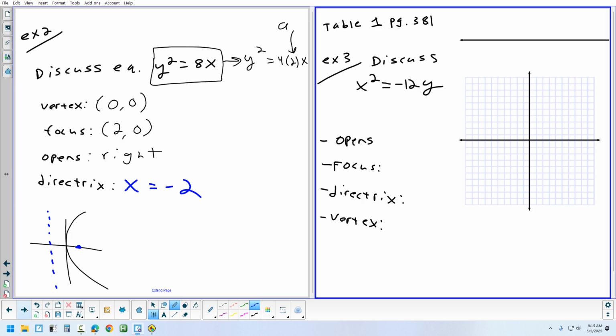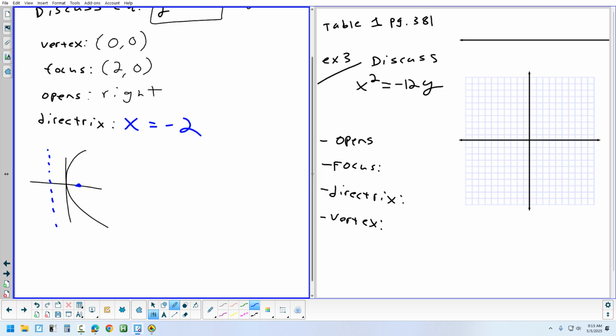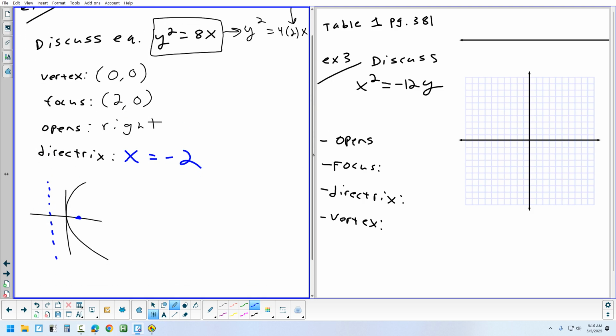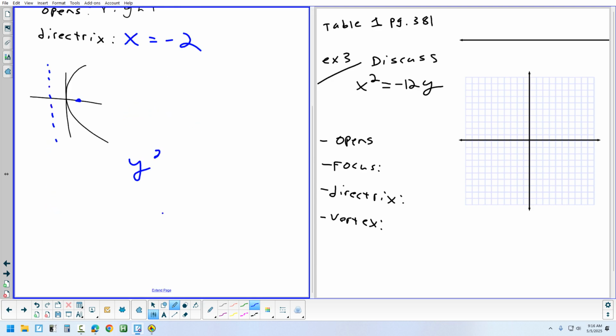Yeah? There's a negative sign. Where the x and the y are, and whether or not there's a negative sign, that's what controls whether it opens up, down, left, or right. So let's look at that. So that's the basic equation we've been dealing with so far.